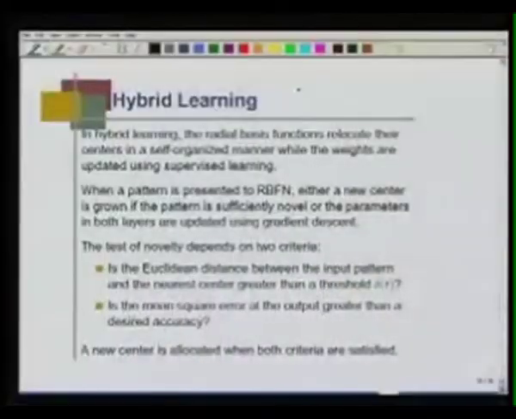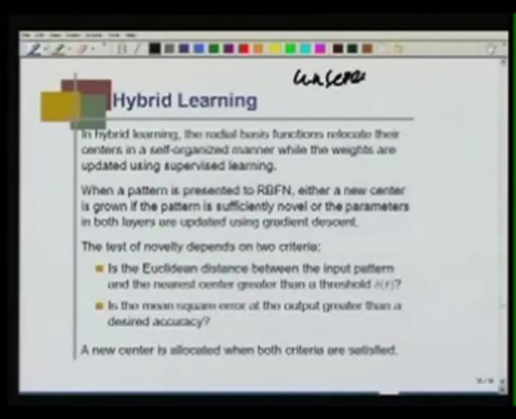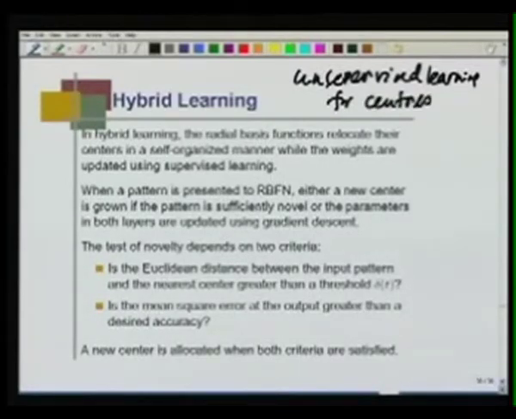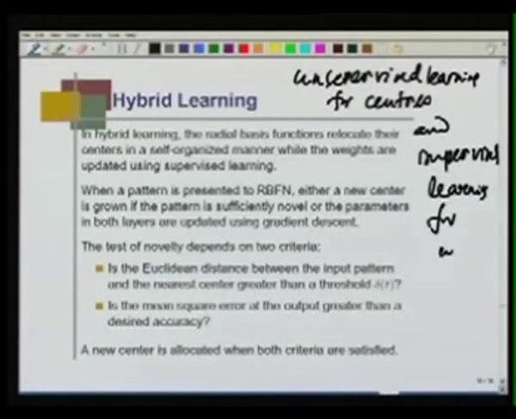Centers, since they represent the clusters in the input space, we can use unsupervised learning to learn the cluster centers, whereas supervised learning for the weights. So, hybrid learning means unsupervised learning for centers and supervised learning for weights. In hybrid learning, the radial basis functions relocate their centers in a self-organized manner, that is the unsupervised learning, while the weights are updated using supervised learning.